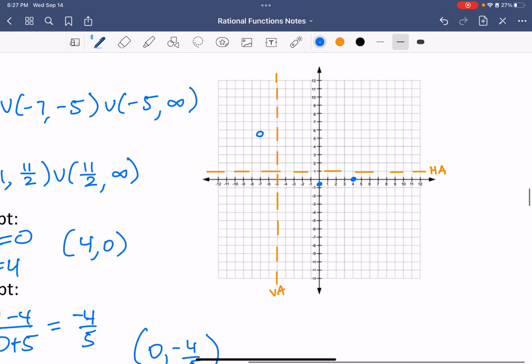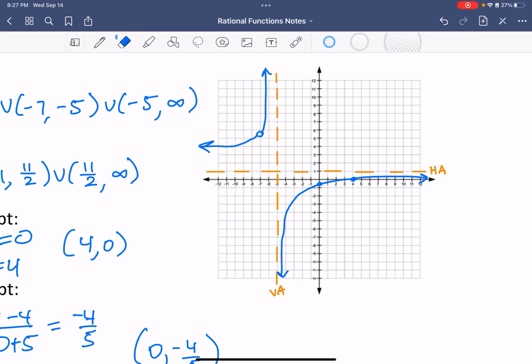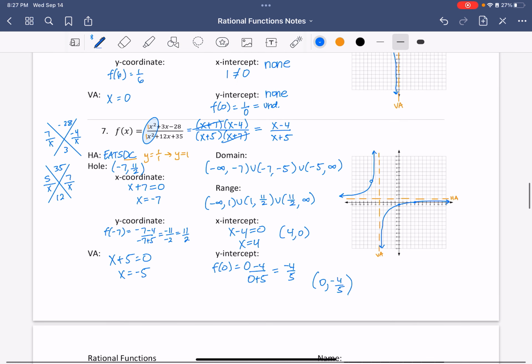Okay, so now we can sketch it. So on this side, it kind of goes like this. And on this side, kind of goes like that. Okay. I guess on this side, it kind of went lower. Let me fix it. It should kind of go like this. Okay, so this is what the graph looks like.